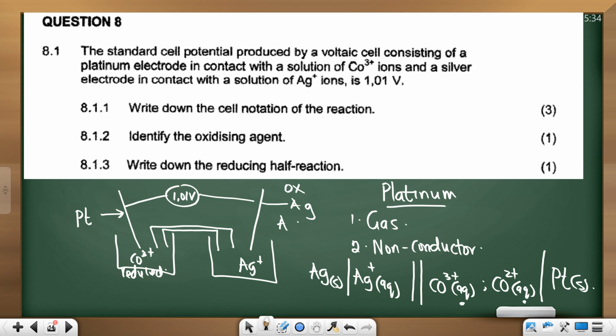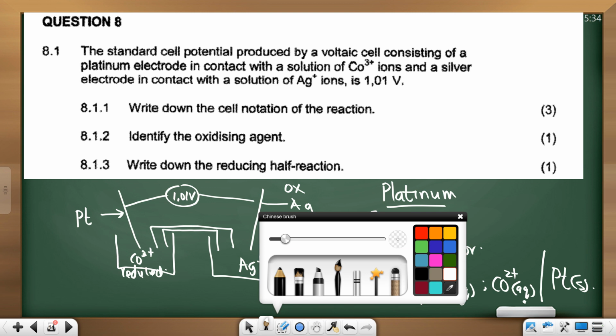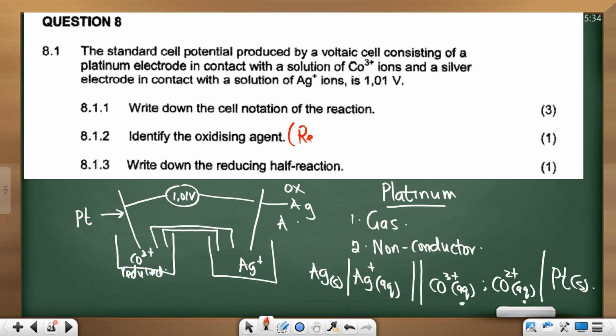Identify the oxidizing agent. When they say oxidizing agent, what is the examiner referring to? Examiner is talking about what is reduced. Which one is reduced? That is reduced to that. So it's cobalt 3 plus ions. Write down the reduction half cell. Easy. Easy. I'm sure you see where I got that from, right?